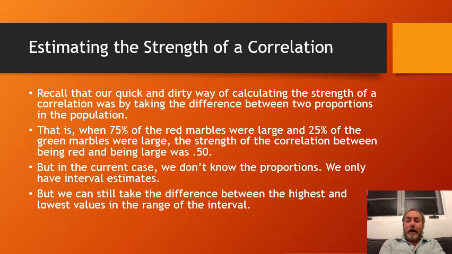Okay, so now, how do we estimate the strength of a correlation? So you might recall that the first time we encountered strengths of correlation, we had a sort of quick and dirty way of calculating the strength, which is taking the difference between the two proportions in the population. So, for example, two lectures ago, when we saw that 75% of the red marbles were large and 25% of the green marbles were large, we could say the strength of the correlation between being red and large was 0.5, right? 75 minus 25.